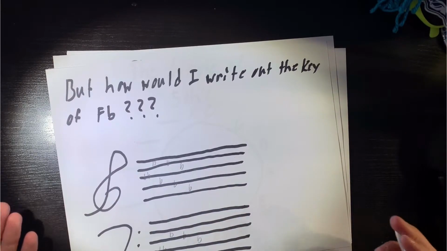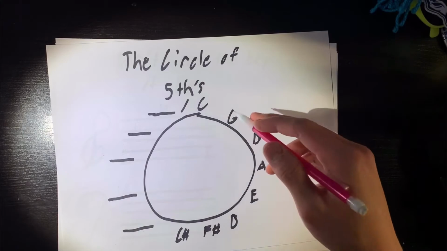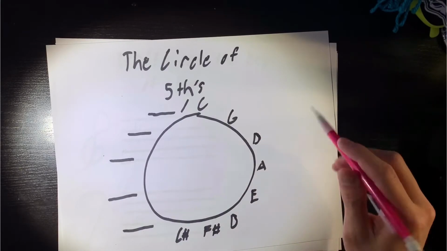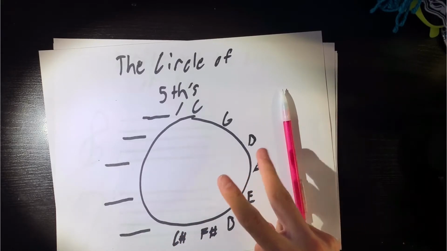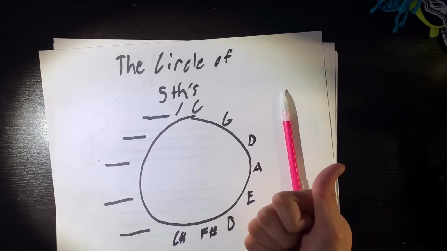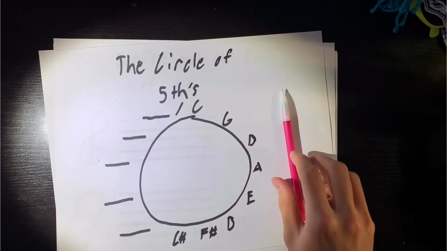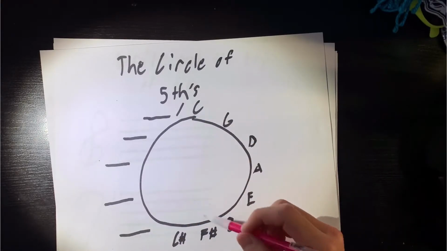Cool. Makes sense? Let's try it with the circle of fifths. Same thing, the circle of fifths gives us all of our sharp key signatures going up fifths from C. So C, 0 sharps, G, 1 sharp, D, 2 sharps, A, 3 sharps, E, 4 sharps, B, 5 sharps, F sharp, 6 sharps, and C sharp, 7 sharps. That's as far as you got on the circle of fifths. But we can keep on going.